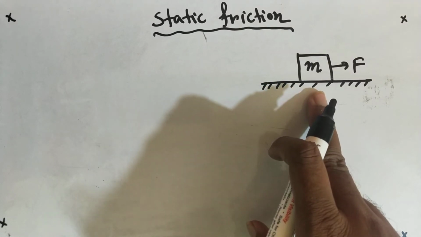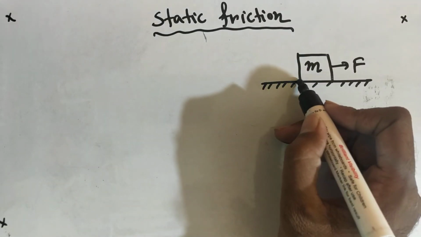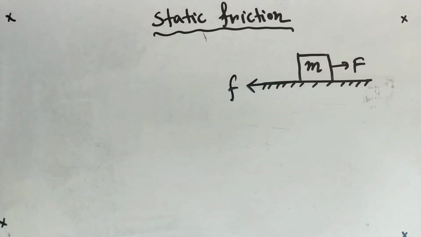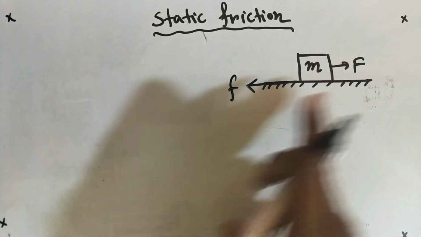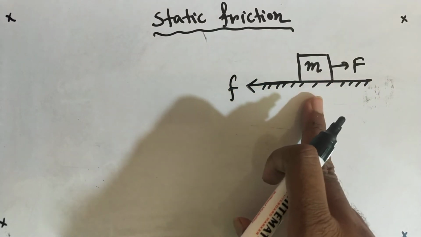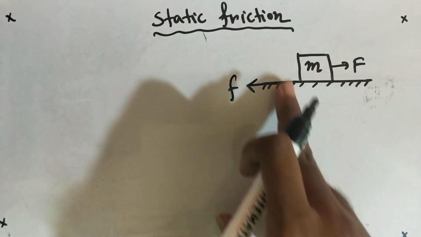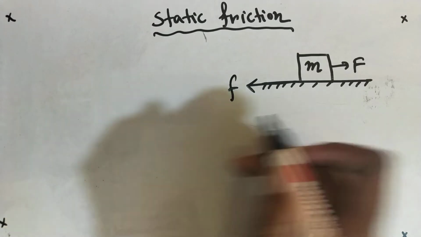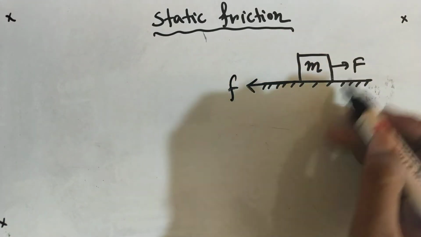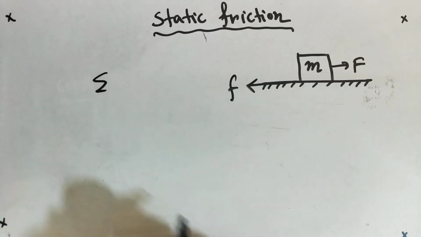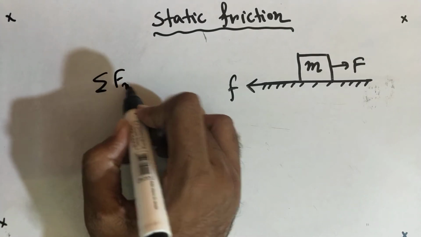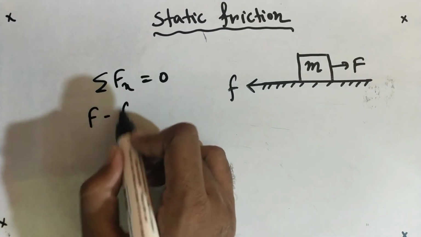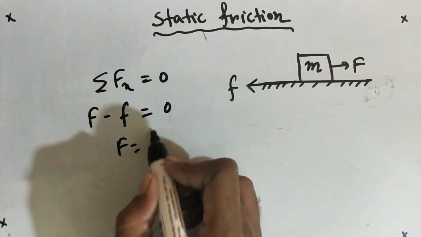When there is a tendency of relative motion between these two surfaces, a force opposing this relative motion will arise, and that's why the net force on this object will be 0. If you talk about Newton's second law, you can understand it easily. In the equation of motion of this object, summation Fx is equal to 0. And what is summation Fx? It is capital F minus small f.